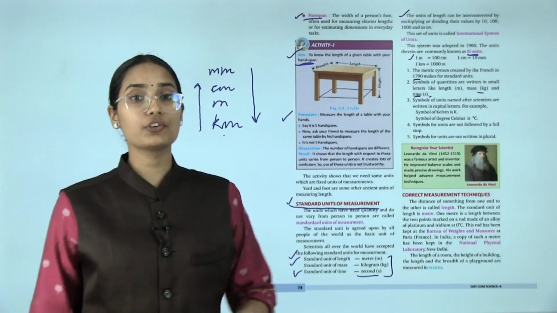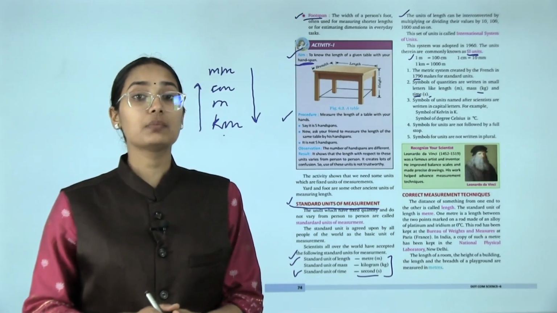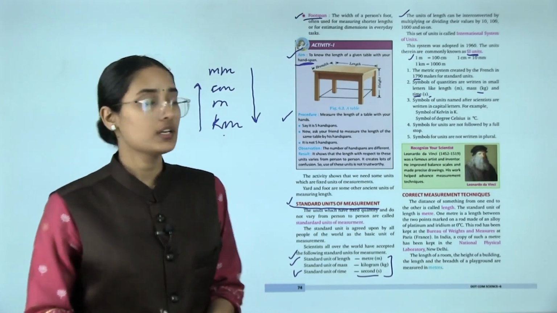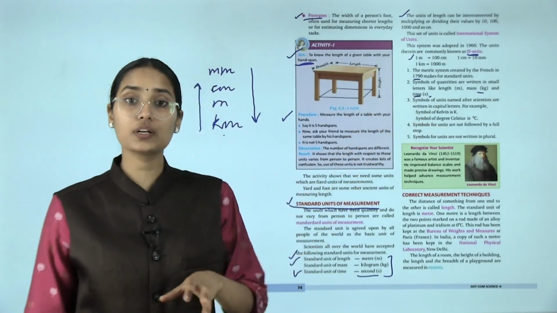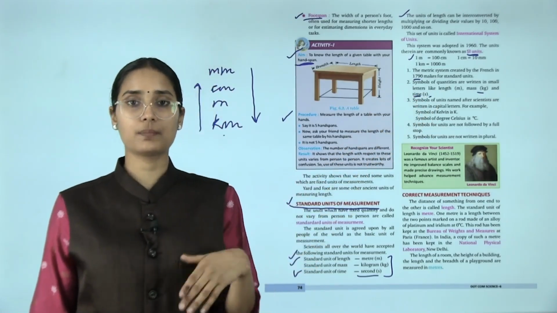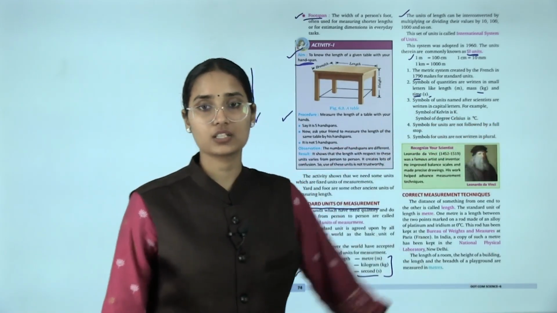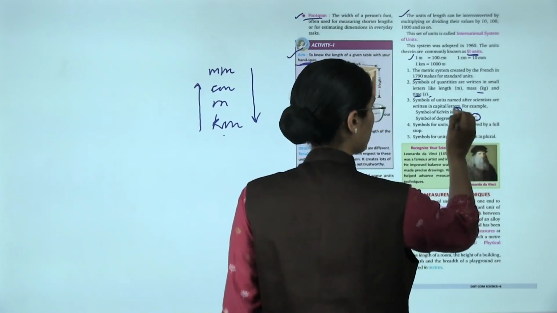Now symbols of units named after scientists are written in capital. For example, the symbol of Kelvin is K, the symbol of degree Celsius is C, okay. So these are symbols of the units that were named after scientists. Kelvin was a scientist, Celsius was a scientist, right. Therefore the C and the K are capitalized.